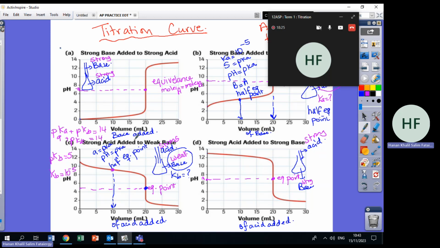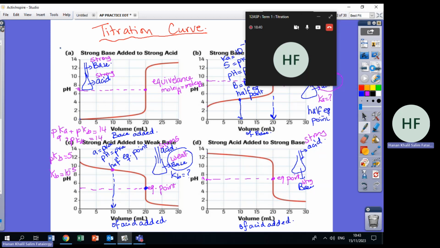If we want Kb, you can change it to Kb. If you want Ka, just leave it as it is. Okay, now here I have strong acid, strong base, none of them have a K value. So these are the most important points that you need to know in the titration curve.